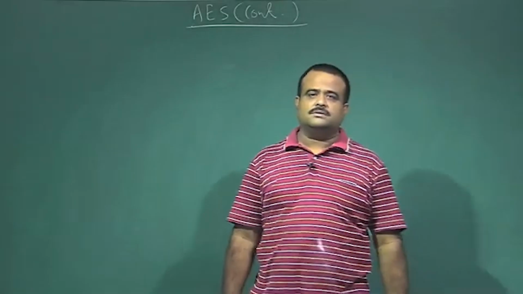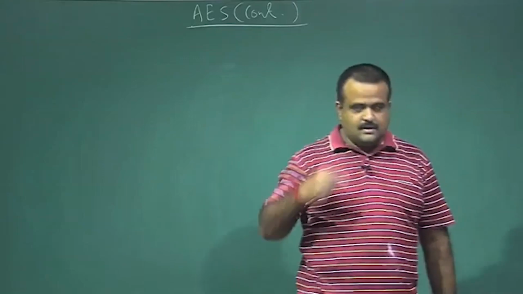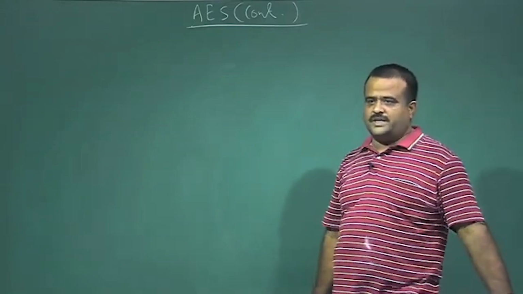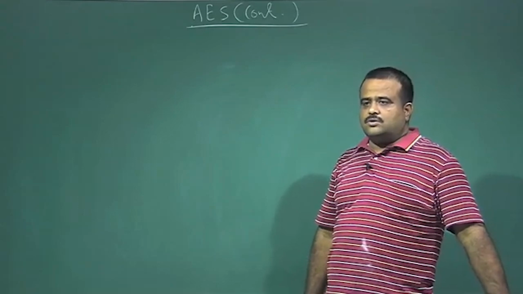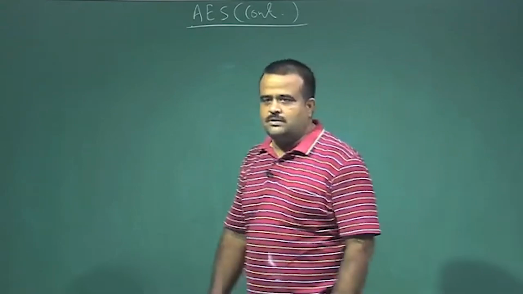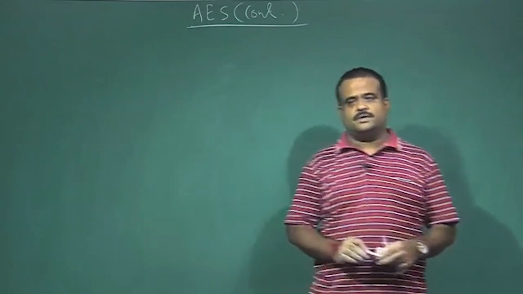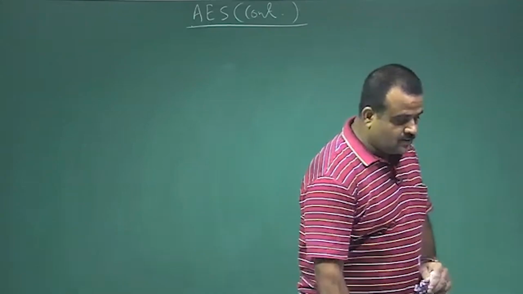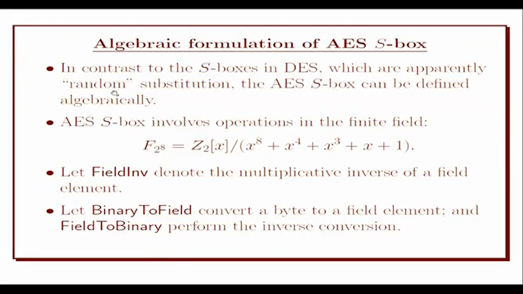Okay, so we'll continue AES. So we have seen the few operations we have to perform on AES. So we'll talk about the algebraic formulation of the AES S box, the sub byte operation. So can you go to the slide, please? For DES there was no explanation of how the S box is coming, but for AES there is a proper algebraic structure. So there is an algorithm to find the AES S box output. Now this is based on a finite field operation.